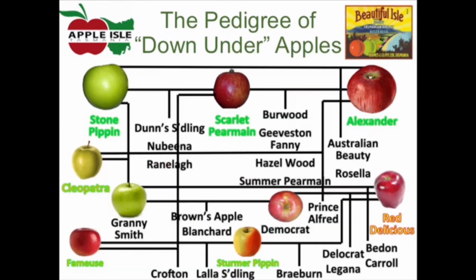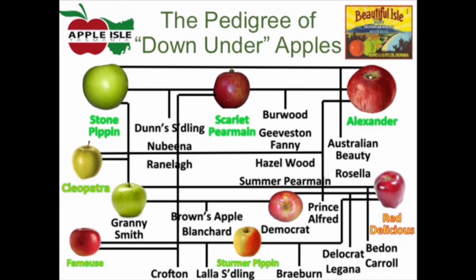So it turns out that Dunseedling, Nubina, Ranelagh are kids of 2 of those early cultivars, right? So Stone Pippen, Scarlet Pearmain. And these other ones are also kids of 2 others, including Democrat, which is an important one that came out of Tasmania, and it ends up being Scarlet Pearmain and Alexander. These are all discoveries made in the last couple of weeks, by the way.